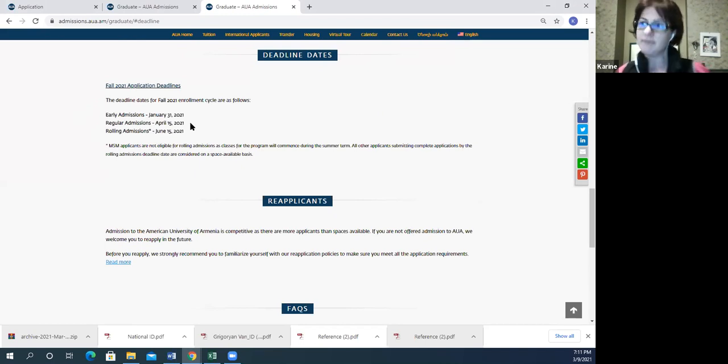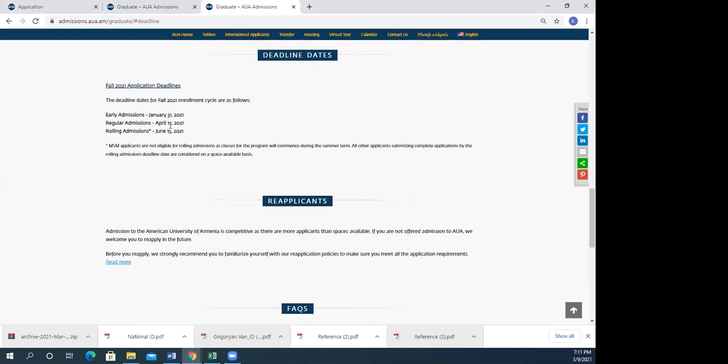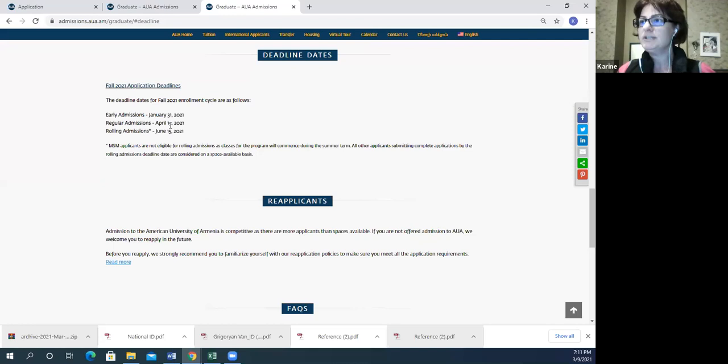It is highly advisable for you to apply by the regular admission deadline date, that is April 15th. And just in case you need to prepare more for the exams or the internal assessment, you can definitely submit your application by the rolling admissions deadline date of June 15. But the sooner you apply, the earlier you receive your admission decision, and you can plan your life accordingly.